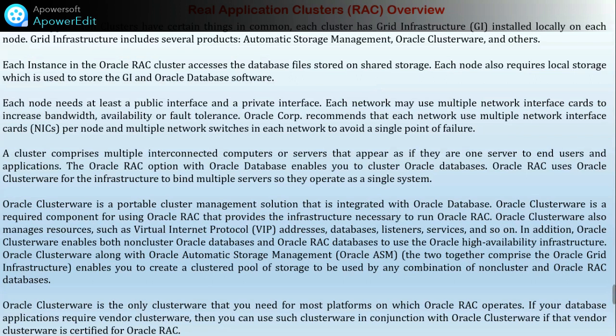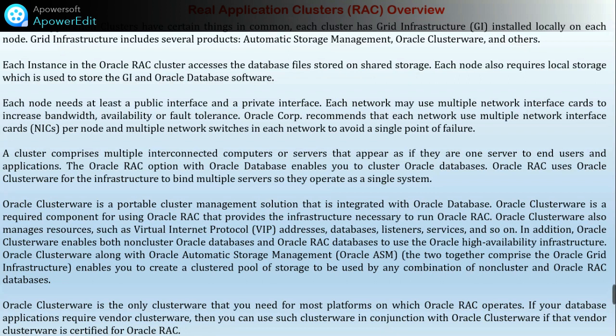Real Application Clusters RAC overview. An application on Oracle Real Application Clusters has certain things in common. Each cluster has Grid Infrastructure GI installed locally on each node. Grid Infrastructure includes several products, Automatic Storage Management, Oracle Clusterware and others. Each instance in the Oracle RAC cluster accesses the database files stored on the shared storage. Each node also requires local storage, which is used to store the GI and Oracle database software. Each node needs at least a public interface and a private interface.